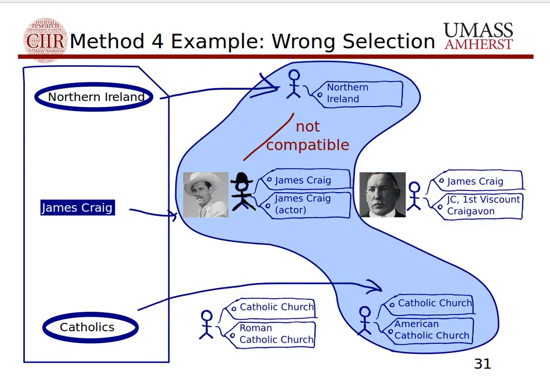We may have to look through all different selections. For instance, here is a not so good selection where we choose James Craig, the American actor, which might be very compatible with the American Catholic Church, sure, why not? But it's just very surprising if the American actor is mentioned in the context of Northern Ireland. That's way less likely than having the other James Craig. So in this case, Northern Ireland is a disambiguating factor that points to the First Viscount Craigavon versus the misleading entity, the American actor.